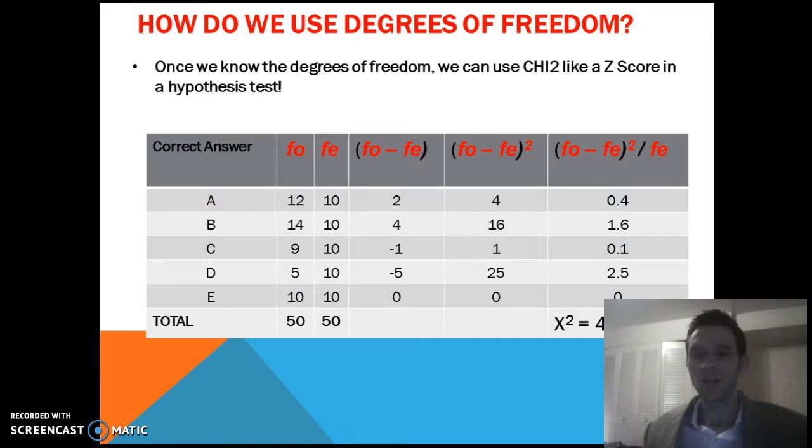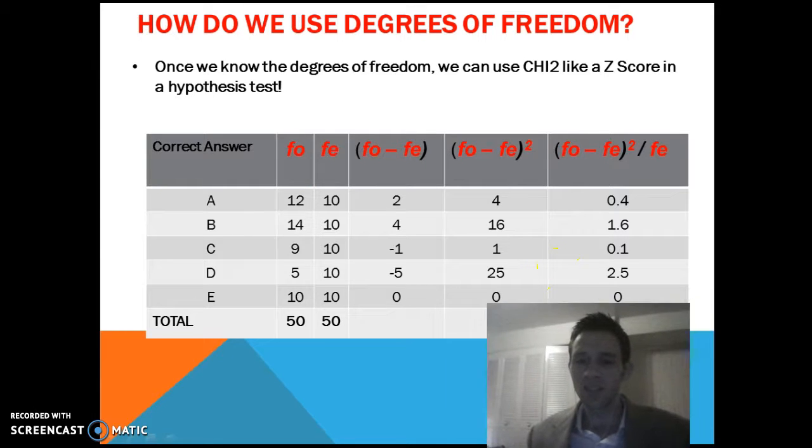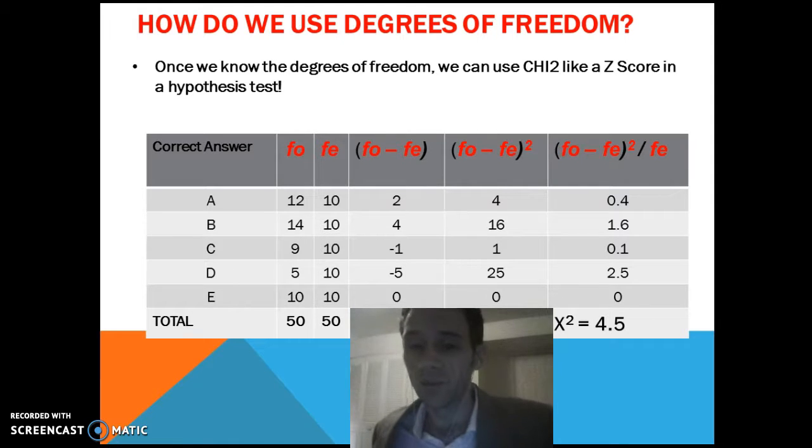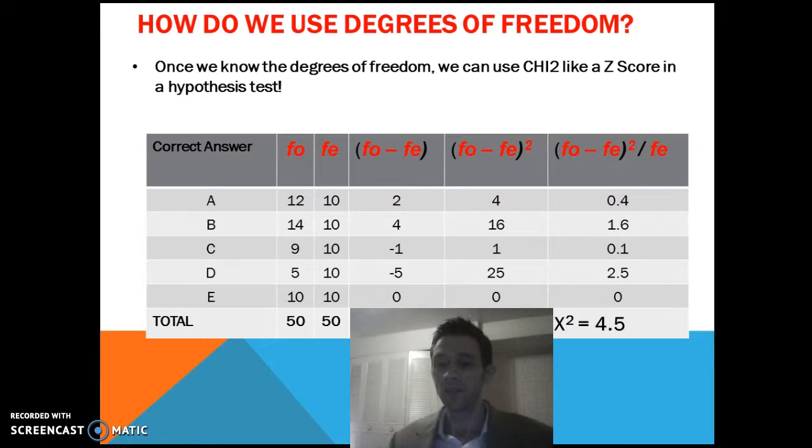So how do we use degrees of freedom? Well, it's like what we would do with z-scores in a hypothesis test. We can use it to find out how likely it is that what we're seeing was just caused by chance. Or if we have differences that are extreme enough, we can say that they probably weren't caused by chance, that probably the null hypothesis can be rejected, isn't true.